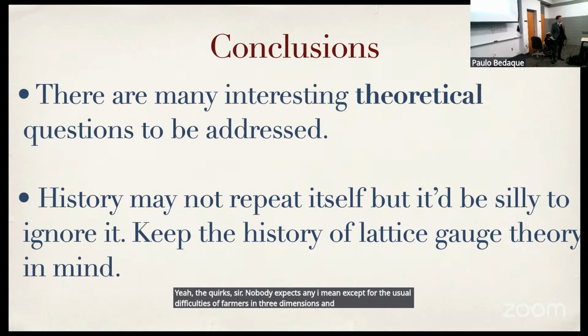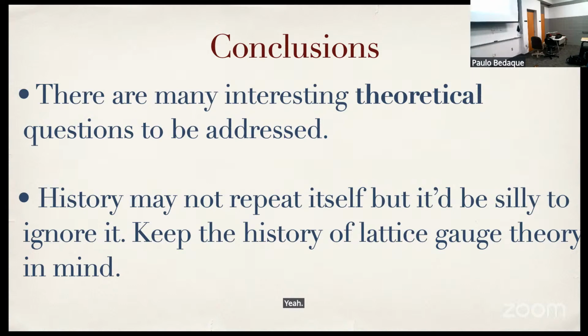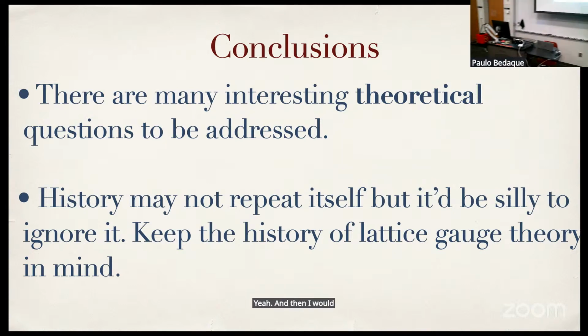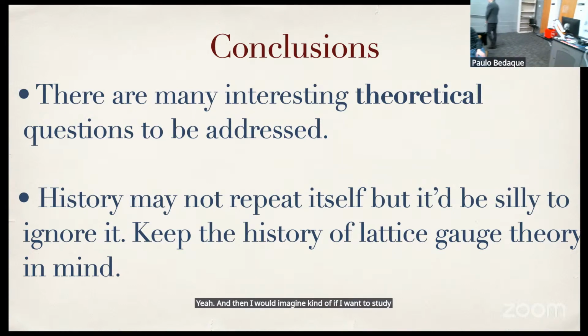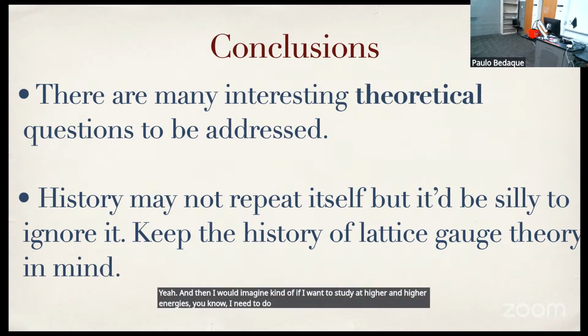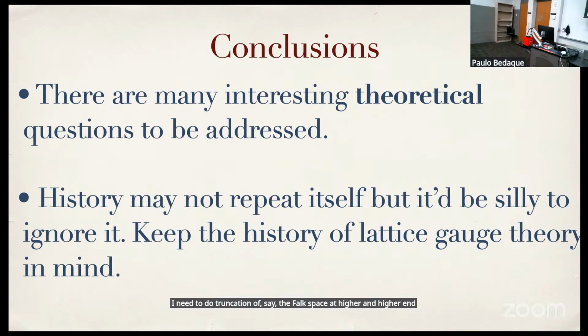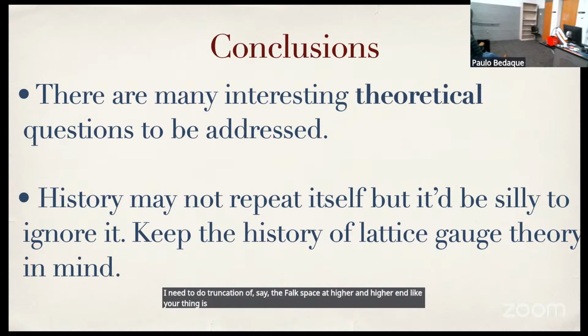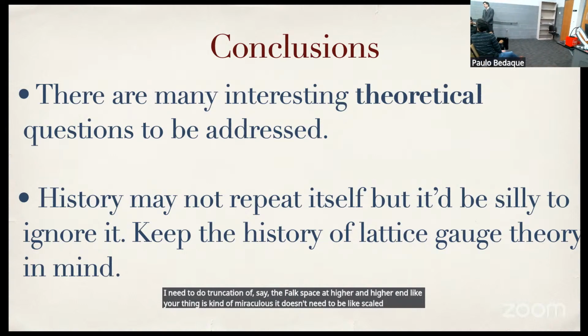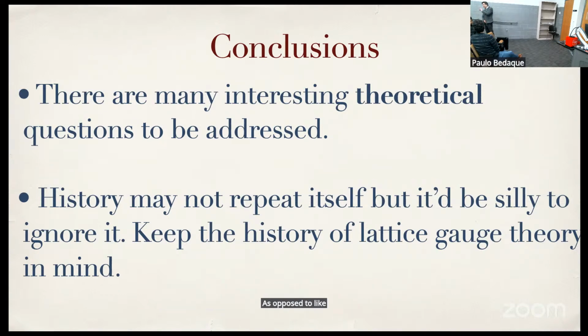Suppose I have a model that's built up of harmonic oscillators, and then I would imagine that if I want to study higher and higher energies, I need to do truncation of, say, the Fock space at higher and higher n. Like your thing is kind of miraculous. It doesn't need to be scaled up and up for the higher energy questions I'm asking. Is there some place for harmonic oscillators as opposed to only O3? This is magic, but not as magic as you think.